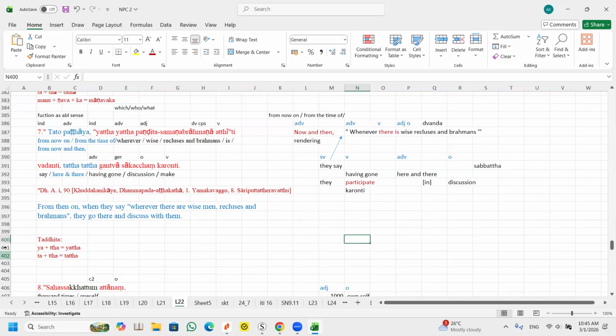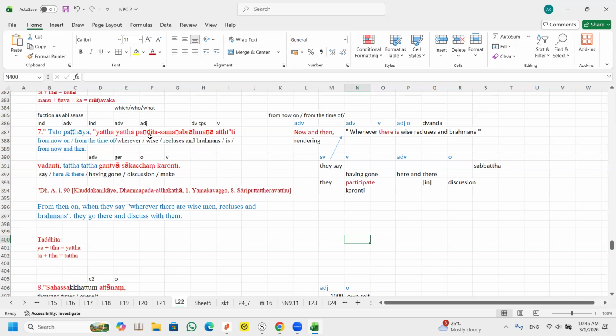All right. Okay, now, so this is the thing. From then on, you can put this, the meaning is the same. Now and then, from then on, whenever there is a wise man, recluse, or Brahman, they go there and discuss with them. Discuss with them. So this 'them' is added. That means 'them' refers to the wise recluse. The man is not there.